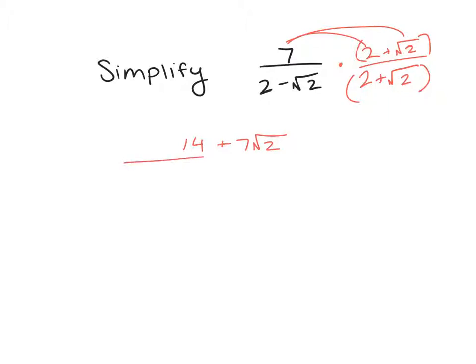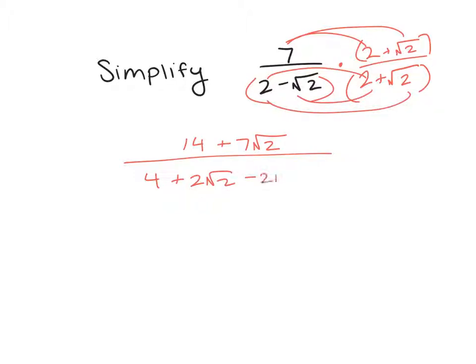And then on the bottom, I have to make sure that I FOIL. So I'm going to multiply 2 times 2 is 4. 2 times root 2 is 2 root 2. Negative 2 times 2 root 2 is negative 2 root 2. And then negative root 2 times root 2 is going to become negative square root of 4, which we know is 2. And so we're going to simplify.